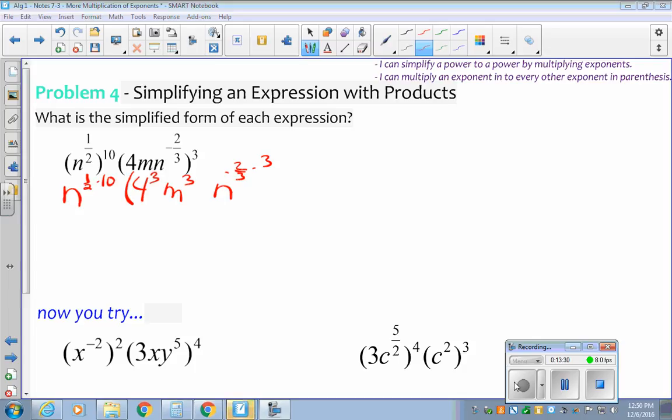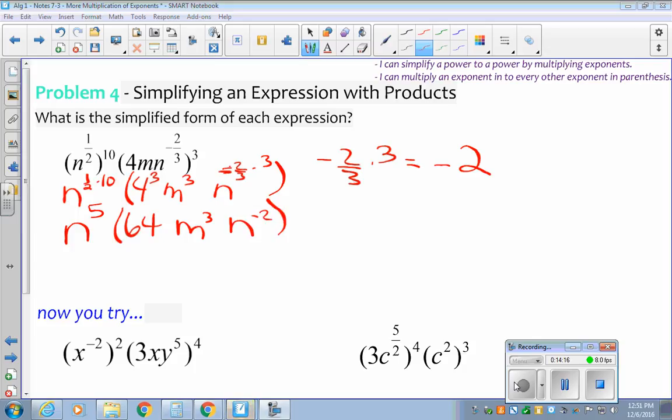Okay. Close these parentheses. So what is 1/2 times 10? Half of 10. 5. 4 times 4... Is that negative 2/3? It is. 4 times 4 is 16, and 16 times 4 is 64. I have m to the 3rd, and negative 2/3 times 3 is negative 2. So I have n to the negative 2.